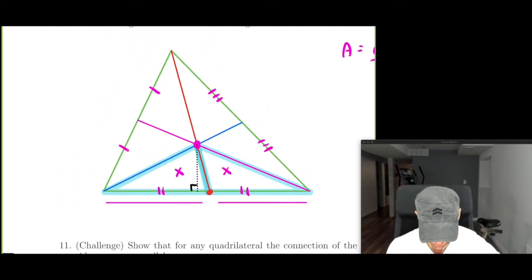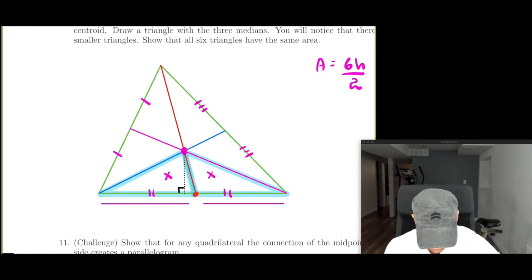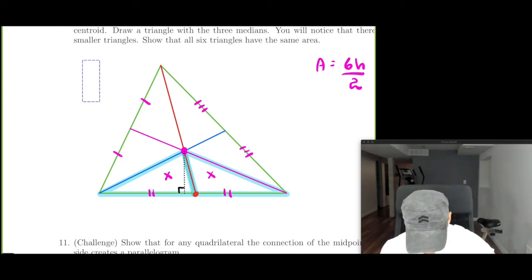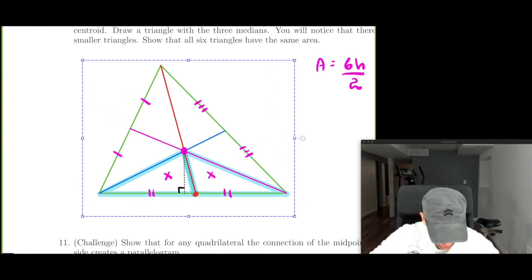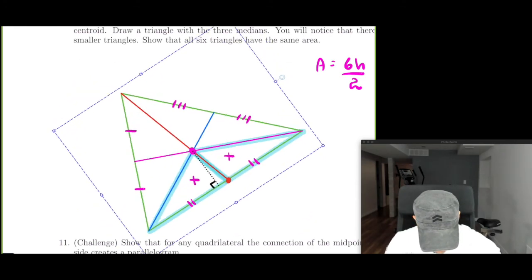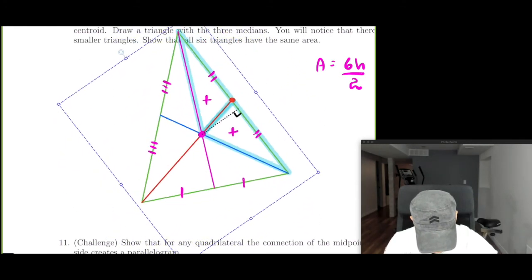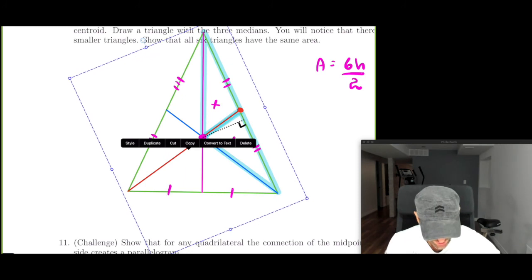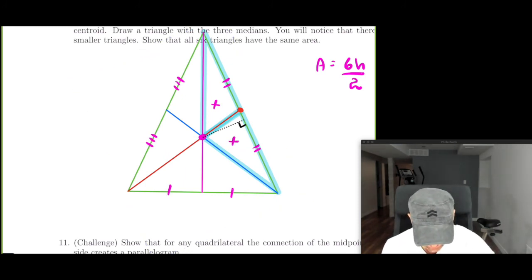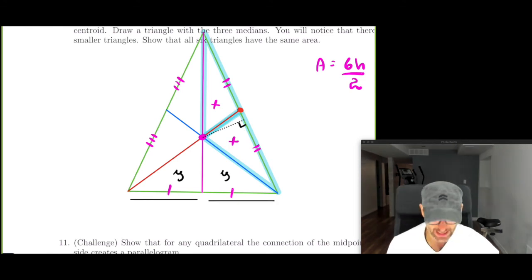Now, the same can be said, and I'm going to rotate this for you, flip this like this. Notice that the same thing can be said about this. I'm going to call this area Y and area Y, because they have the same base and the same height.